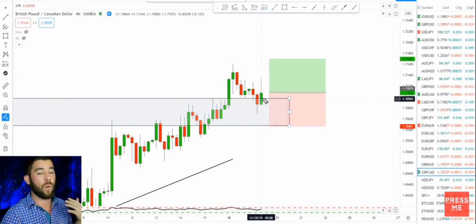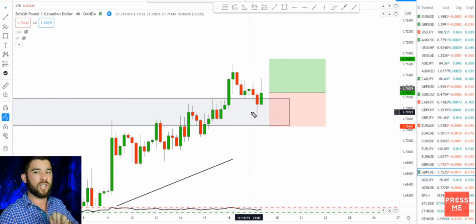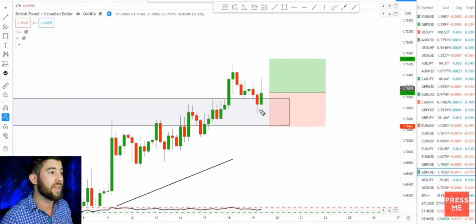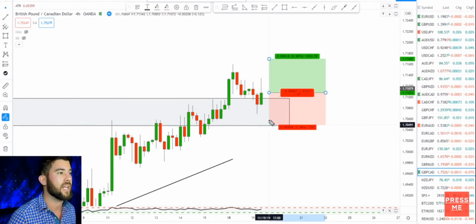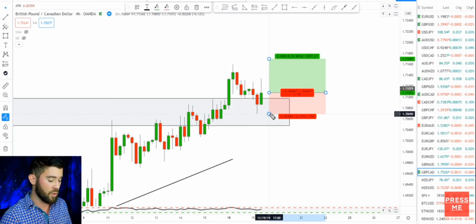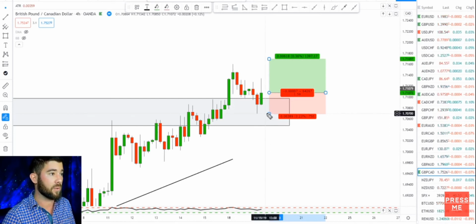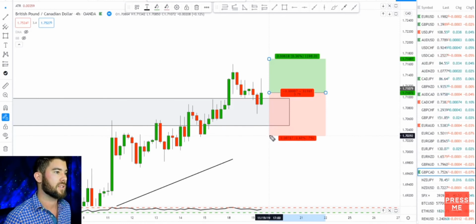Because of the fact that I waited for the pullback, I can now have a much smaller stop loss based on this previous swing low. So I have an ATR of 36 pips on my entry candle. I want to be 36 pips below my swing low. So 40 plus 36 is 76 pips. 76 pips would be about right here.